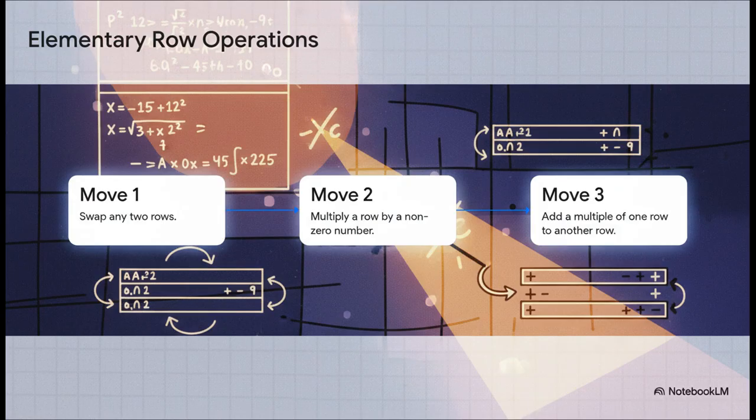And there they are. That's it. This is our entire toolkit. These 3 simple actions are called elementary row operations. You can swap any 2 rows, you can multiply a whole row by some number as long as it's not 0, and you can add a multiple of one row to another row. With just these 3 moves, we can solve any of these puzzles.